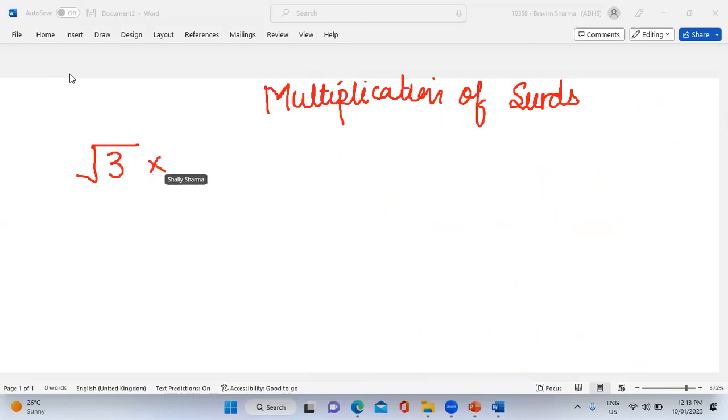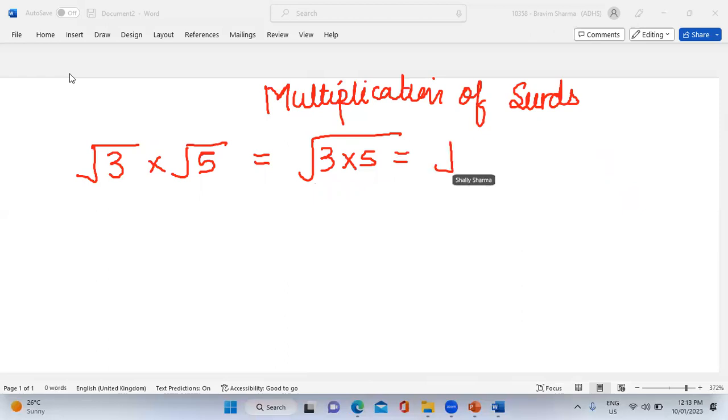We have two simplified SURDs, square root 3 and square root 5. These are the most simplified. We cannot further simplify. So just we can write them under one square root sign. We were doing the reverse of this in the previous questions. So this will be square root of 15.